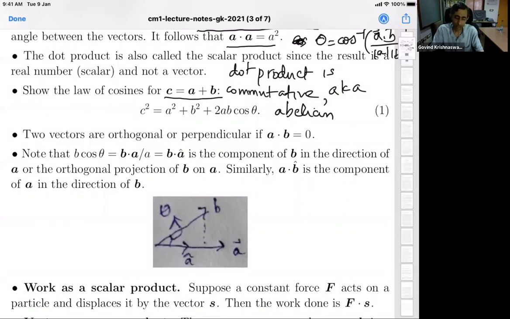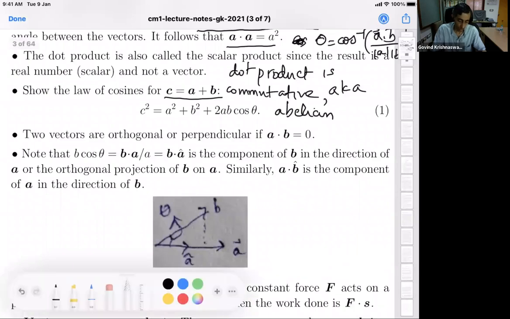Okay, so what you do is drop a perpendicular from the tip of B to the line through the A vector, and wherever it meets the A vector line, you measure the length from the origin to that point. That length, which is now a positive real number in this case, is called the projection of B on A. Now, this need not be positive. If B was pointing in the opposite direction, then the projection would actually be negative. I hope you can imagine that.